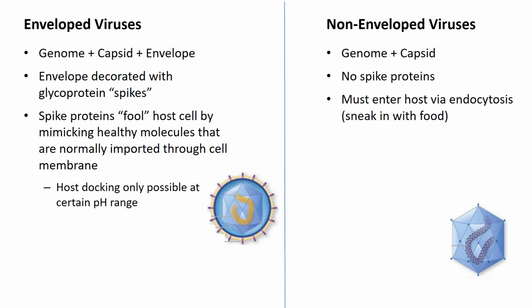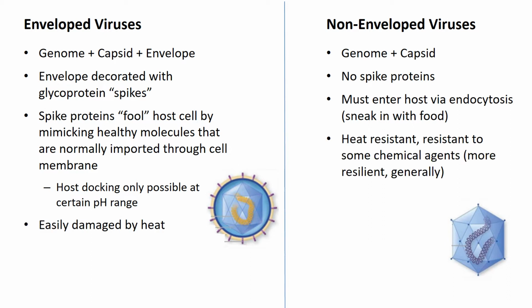That contrasts non-enveloped viruses because they don't have those spike proteins. They have to sneak in through other means. And how they do that is they get up close to the cell, and when the cell is feeding, it's importing food and other molecules on purpose, and the virus just kind of has to hide among some food and sneak in that way. So it's imported quite by accident, these non-enveloped viruses.